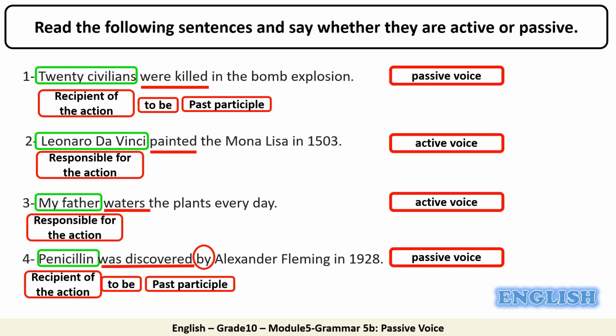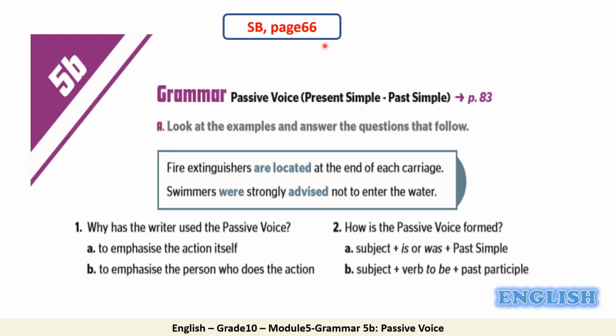Very good. Now move to your student book, page 66, grammar section, activity A. Look at the examples and answer the questions that follow. First example, fire extinguishers are located at the end of each carriage. Second example, swimmers were strongly advised not to enter the water. Now pause the video and do the task.